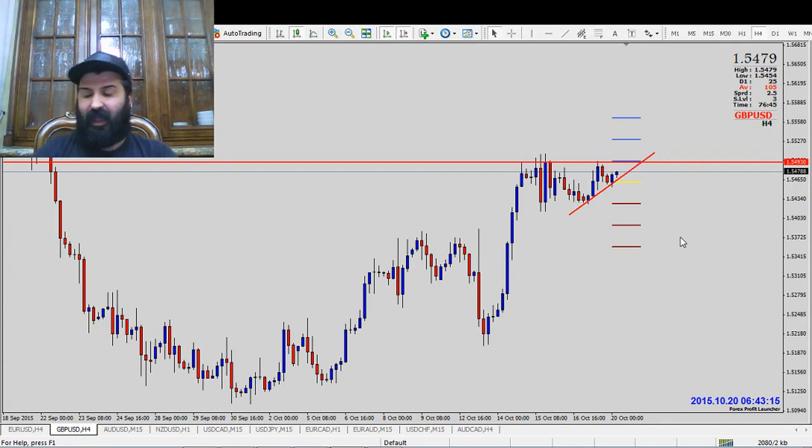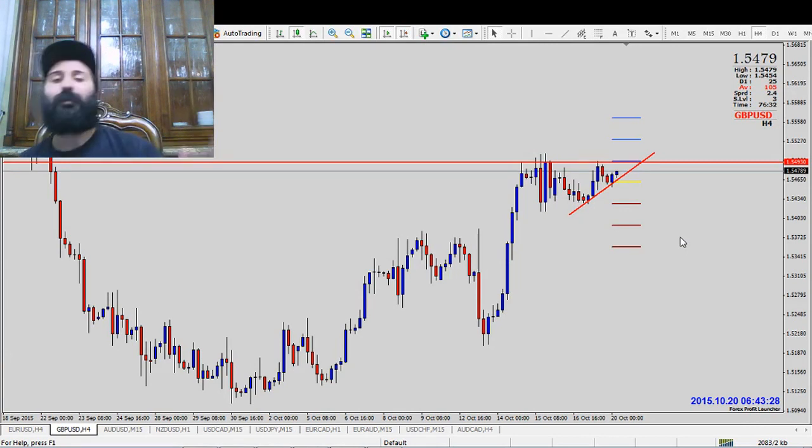All right, and let's grab 20. Let's see if we can grab 20 pips out of each. Let's make that our goal tonight, everyone. Let's try to grab 20 pips from Euro USD, 20 pips from Pound USD.